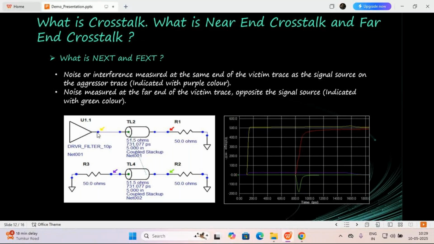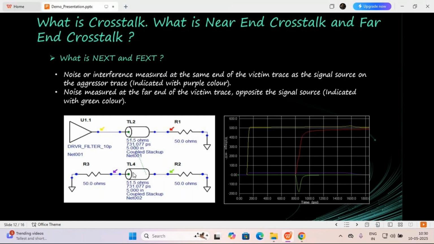Always remember, the direction matters a lot over here. So this is near to the driver side, this is towards the driver side. That is why we call it near end crosstalk. Whatever coupling is happening over here will be termed as near end crosstalk. And this green point is the far end crosstalk, which is far from the driver side. Always the driver side is taken into account, not the receiver.